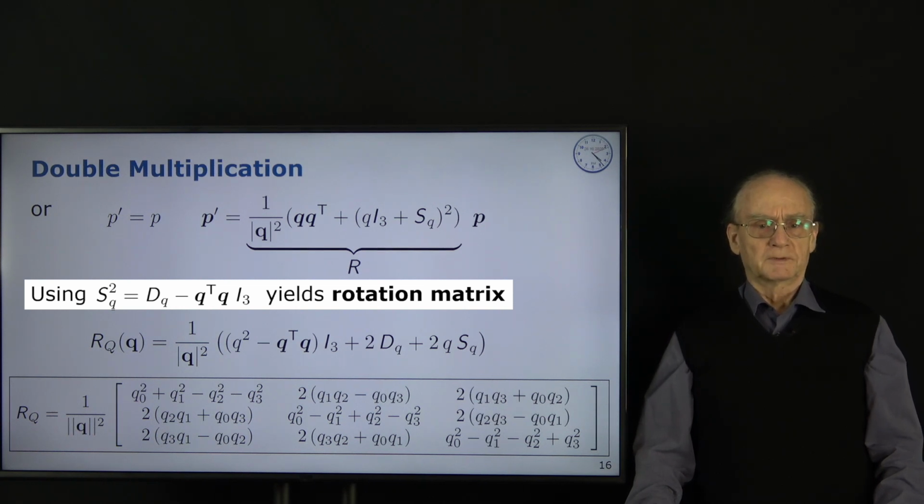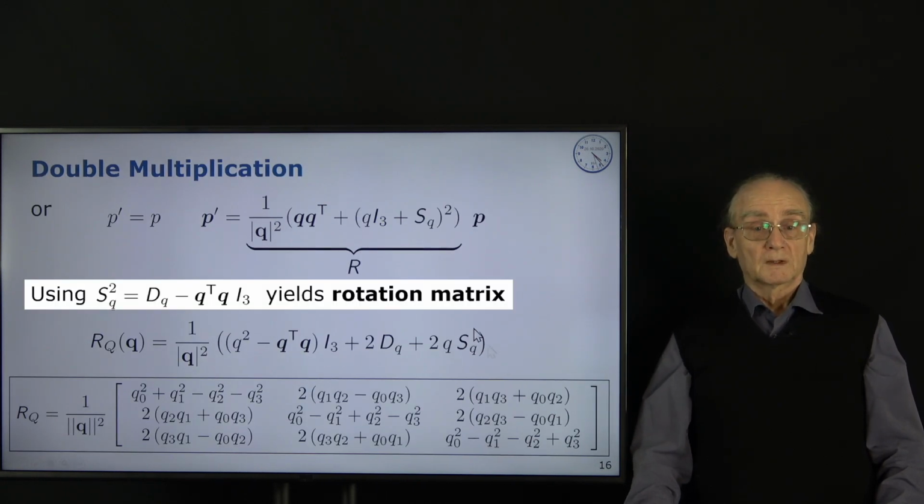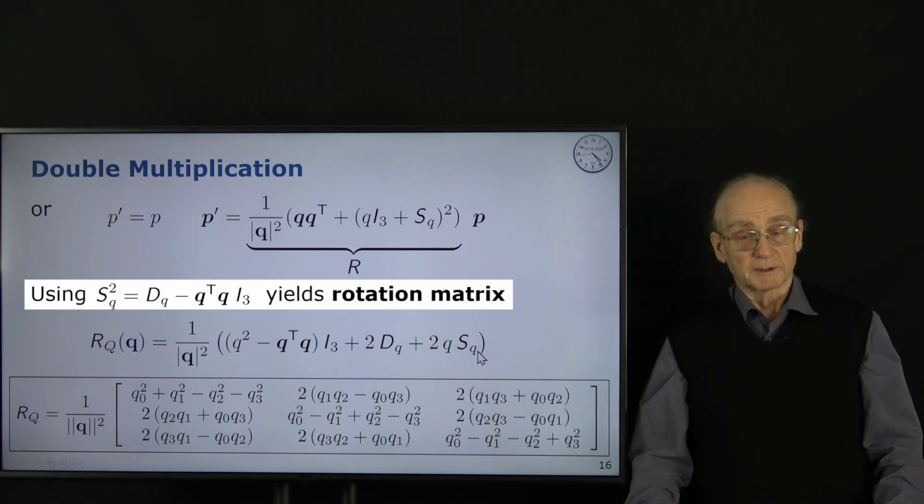So this is what we would like to prove, that this is actually a rotation matrix, and we would like to know how to interpret the values scalar q and the vector q. Now have a look. This rotation matrix is a sum of some factor scalar multiplied with a unit matrix, a factor multiplied with a dyadic product of a vector, and a factor multiplied with a skew-symmetric matrix.